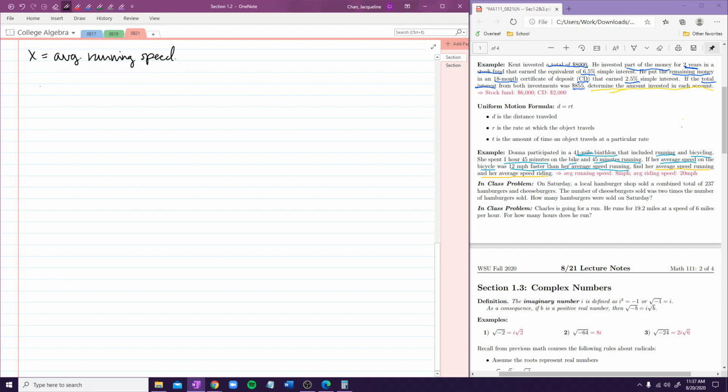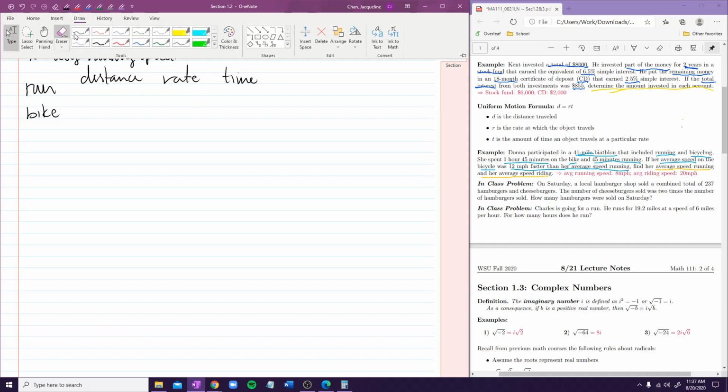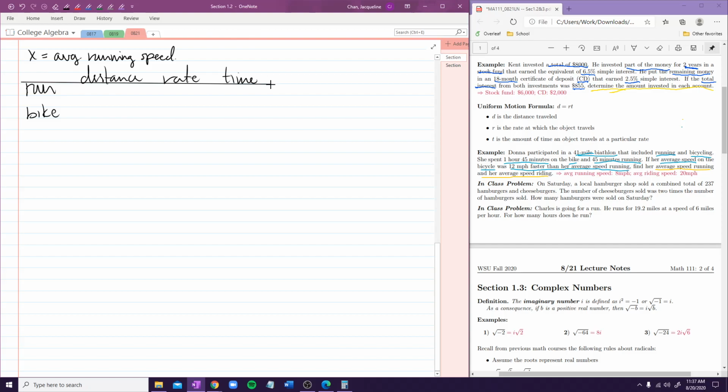So let's make a table real fast. We have running and we have her bike, and we're given distance, rate, and time. Give me 1 second to draw these out. Not straight, it's fine, as long as they're partitioned.